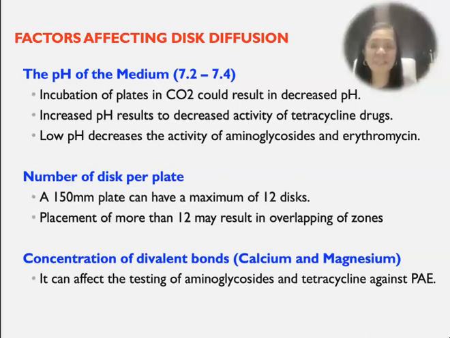Okay? Next, ilan ba dapat na disk ang pwedeng ilagay natin sa ating plates, no? So, pag yung regular lang na 100 mm, o 55 rather, no, yung maliit lang, yung 50 mm natin or 55 mm, nasa 5 to 6 discs. And then yung ating 150 mm, yung malapad, okay, pwede siyang 10 to 12 naman. Provided na meron tayong mga distansya. Okay? So, kailangan may distansya para maiwasan yung overlapping of zones.